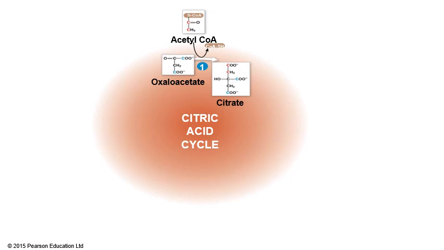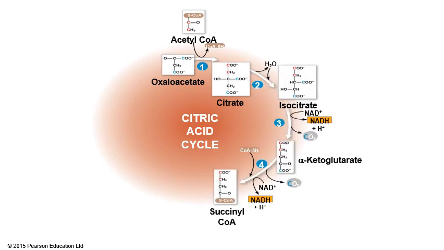Acetyl coenzyme A joins into the citric acid cycle, the Krebs cycle, by binding with oxaloacetate, that's the 4 carbon molecule. So the 4 carbon molecule and the 2 carbon molecule produce the 6 carbon molecule, citric acid. That's a 6 carbon molecule. And it goes through the citric acid cycle, the Krebs cycle.